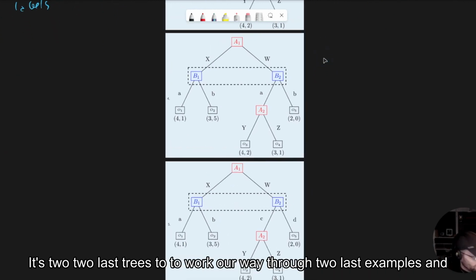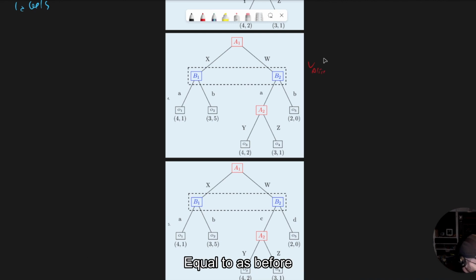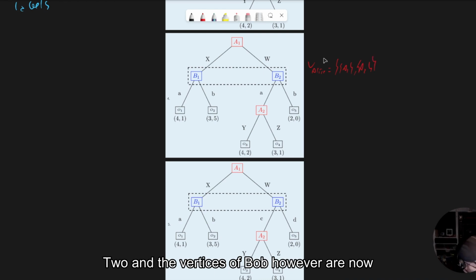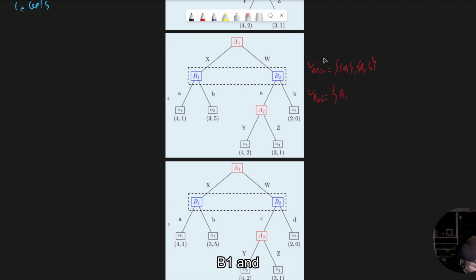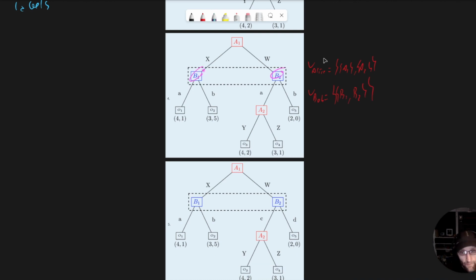Two last trees to work our way through, two last examples. And in this first one, we have that the vertices of Alice are equal to, as before, A1 and A2. And the vertices of Bob, however, are now B1 and B2. Bob does not know the difference between B1 and B2.